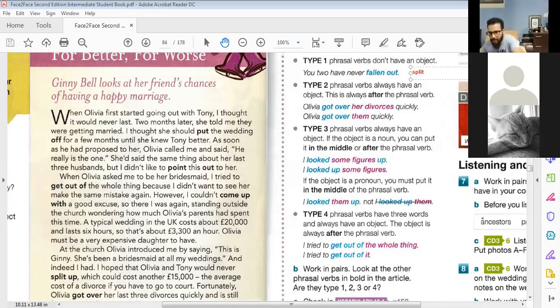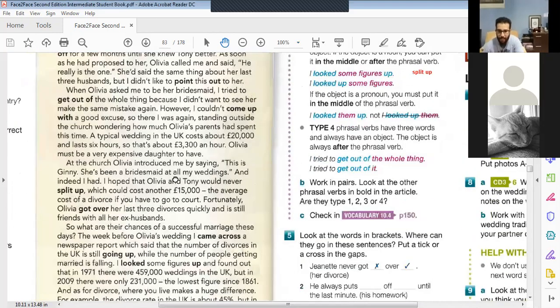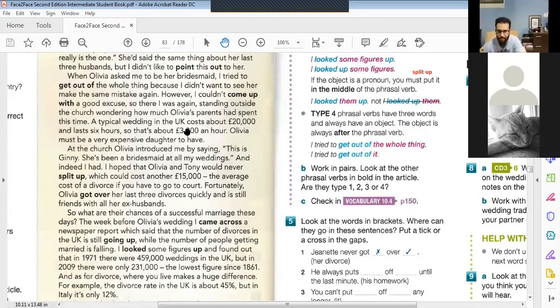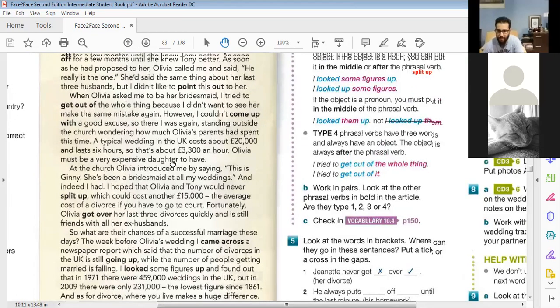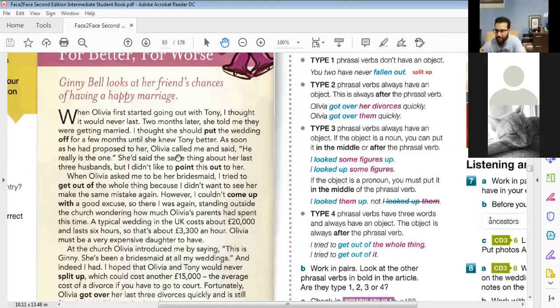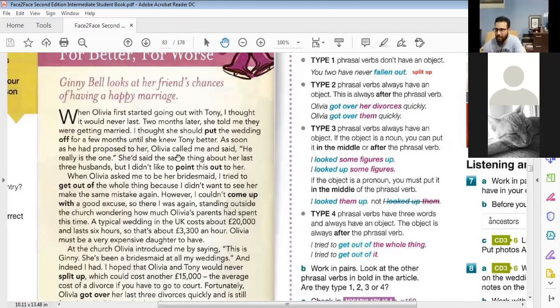Going up. Let me check. Going up. Yeah, it's still going up. Correct. Going up, come up, put up. No, the other ones have an object. Yeah. Okay, so split up, going up, falling out. These are phrasal verbs with no object.